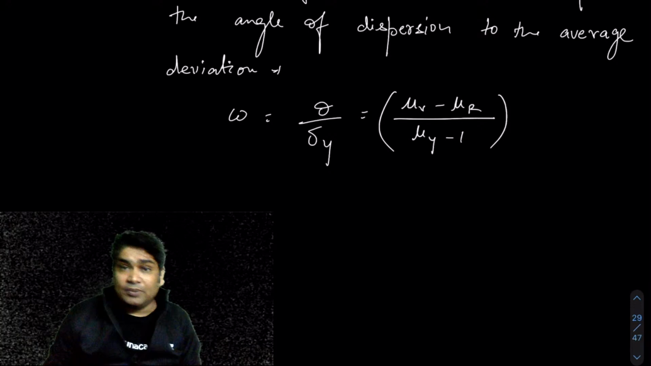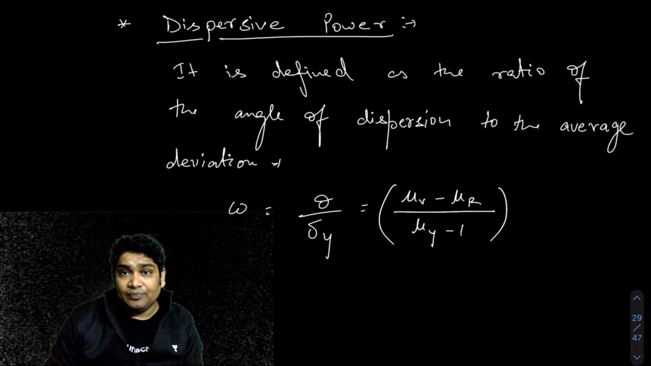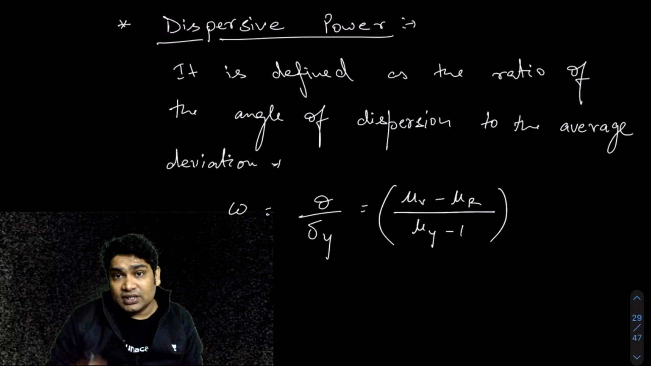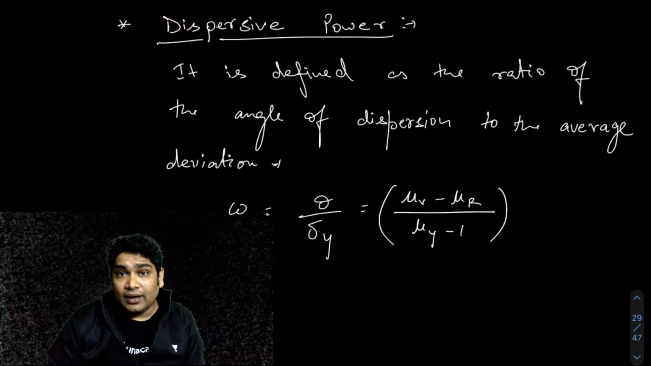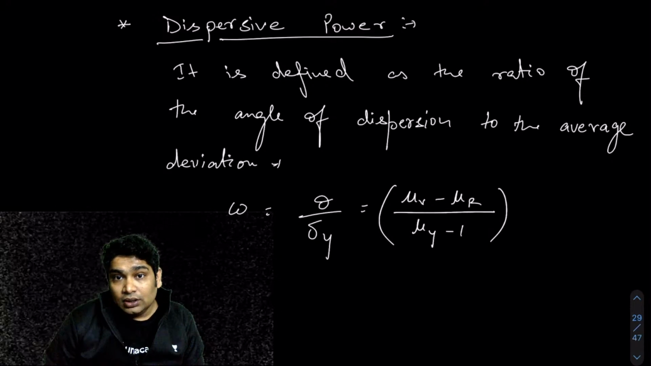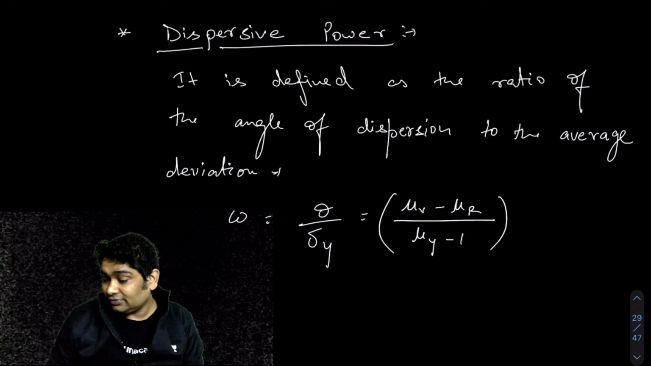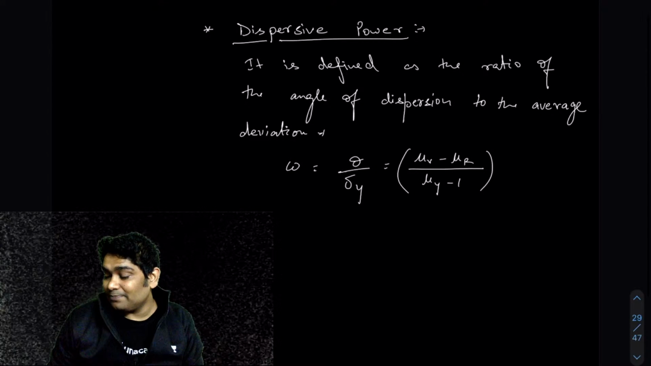So for any prism, this is how you measure the dispersive power. Pay attention to this. This is a very important term related to dispersion. All right, now I hope all the terms are clear. Should we move ahead? Let's go ahead and practice some problems then.